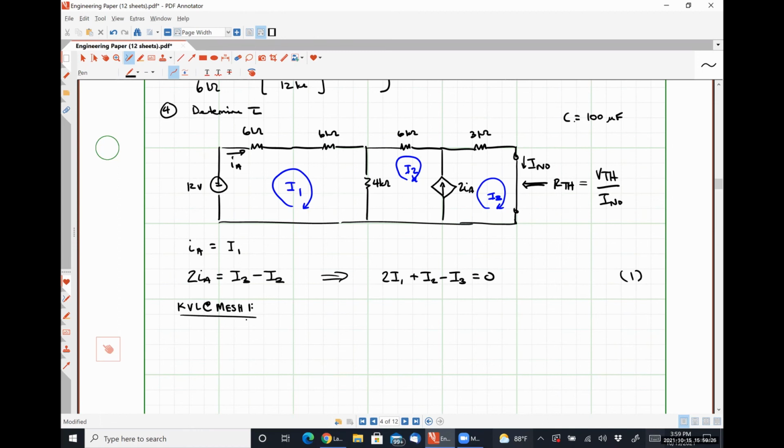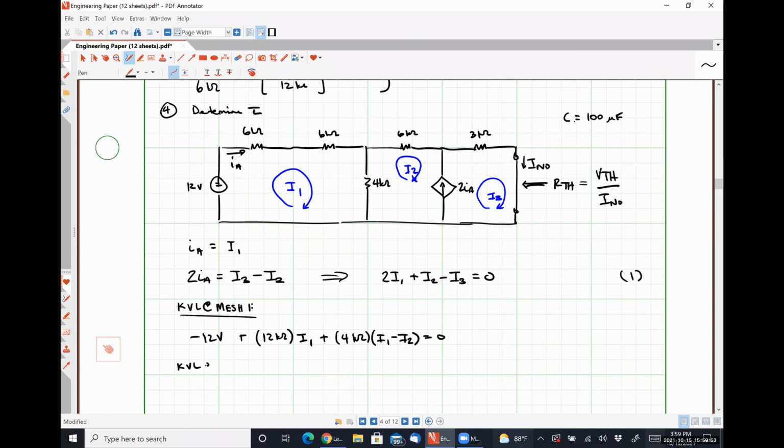Kick it off, somebody. Negative 12 volts, all right. And then I'm going to combine those two 6 kilo ohm resistors in series together to look like 12 kilo ohms. Multiply that guy by I1. What comes next? And that's it.